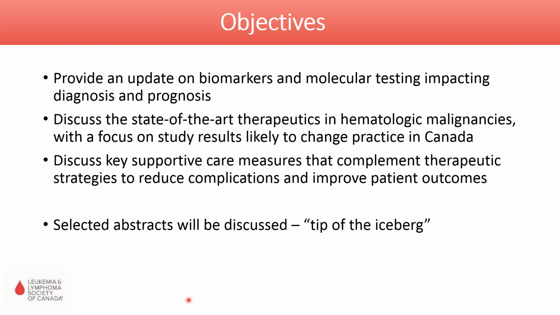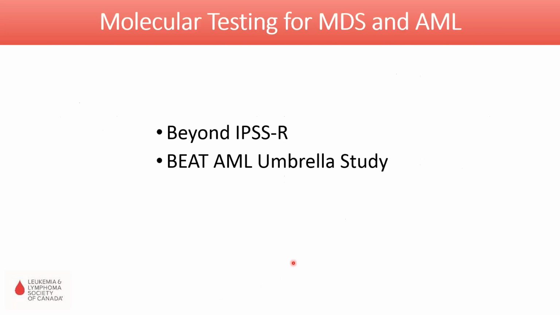I really have to stress that what I've chosen to discuss is really the tip of the iceberg, but stuff that I think would be applicable to patients across the country. So the first thing I'm going to talk about is molecular testing, really from a prognosis perspective, focusing on two diseases, myelodysplastic syndrome and acute myeloid leukemia.